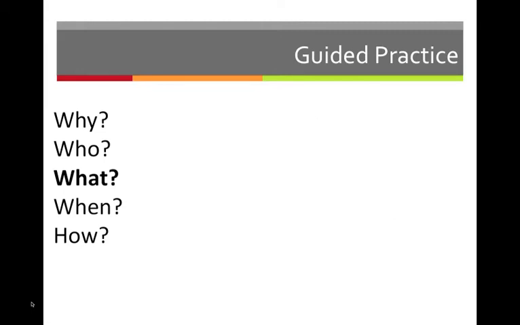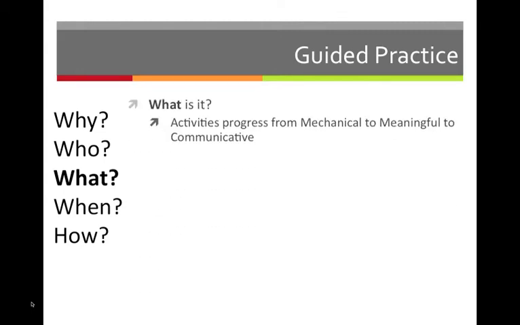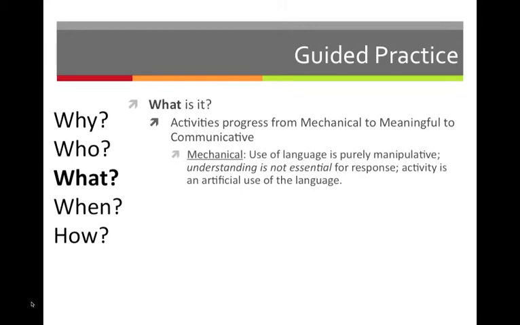Guided practice activities are also structured in these three ways, which progress from mechanical to meaningful to communicative. First, mechanical guided practice activities are activities where the use of language is purely manipulative. Understanding is not essential for response. Activity is an artificial use of language. So an example of this might be practicing verb conjugations, or copying down a vocabulary list multiple times, perhaps copying a Chinese character over and over again, or repeating after a teacher to practice pronunciation.